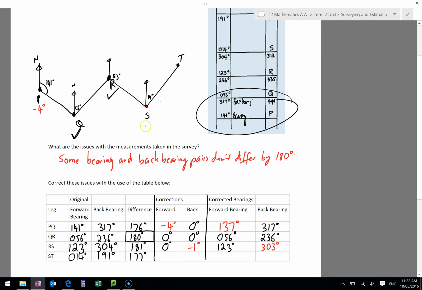So basically everything at S, I'm going to have to subtract 1 degree from. So I subtracted 1 degree to the back bearing. I'll also have to subtract 1 degree to the bearing to T, which is my 14 degrees. So I'm going to do the same subtraction, and I'll end up with 13 degrees here. So these two cells will always be the same. 0 and 0, 0 and 0. Diagonally will always be the same.